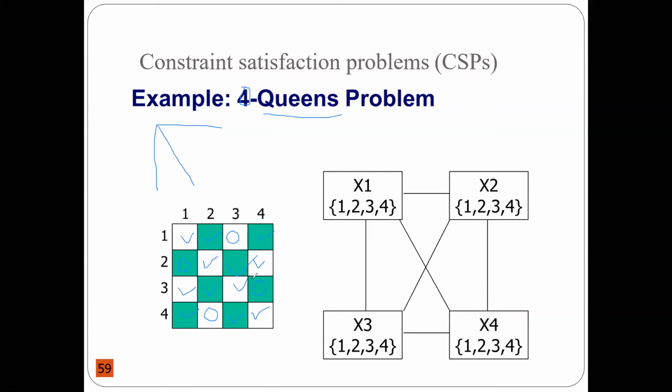We just have to check that there is a queen in every column and every row. That means a queen should be placed in every row, which you can check here. Every row has a queen placed, and every column has a queen. That satisfies the constraint satisfaction problem, that is CSP. Okay, getting it?